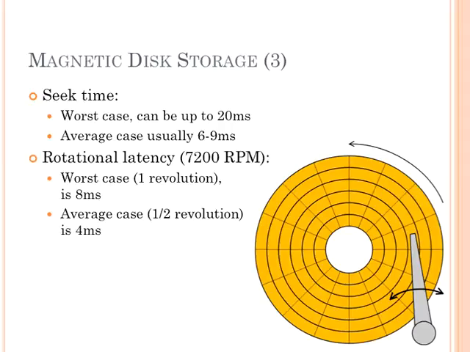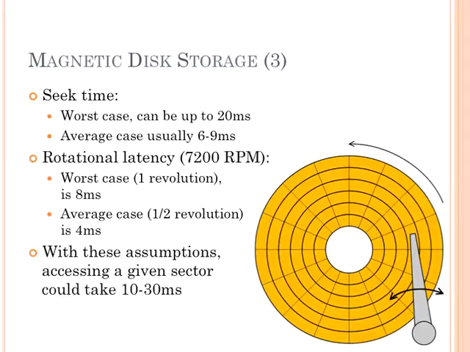Rotational latency is just how much time does it take for a half revolution, because that's going to be the average case. So 8 milliseconds, 4 milliseconds for a 7200 RPM drive. And you can see that as you increase the speed of the rotation, then those numbers are going to shrink. So 15,000 RPM is going to be about half that. So you might have 4 and 2 milliseconds.